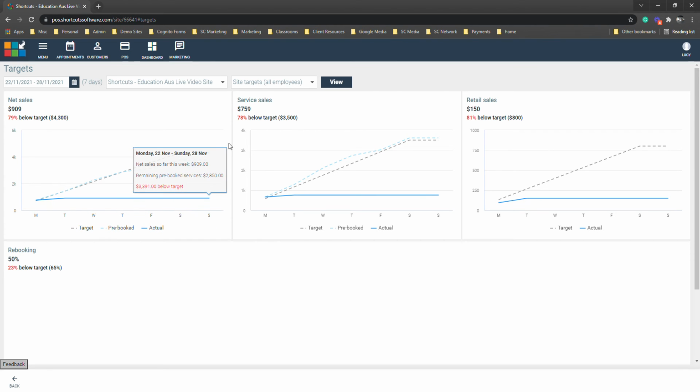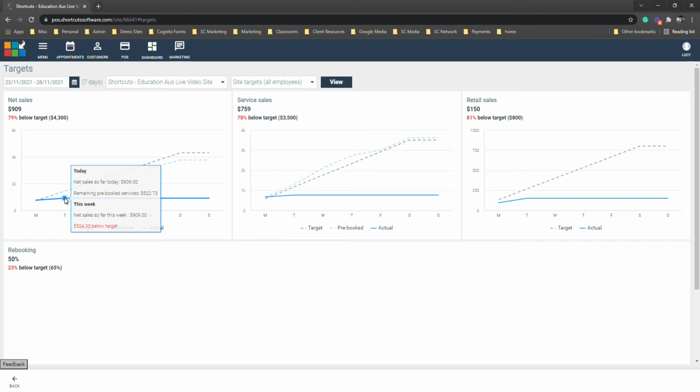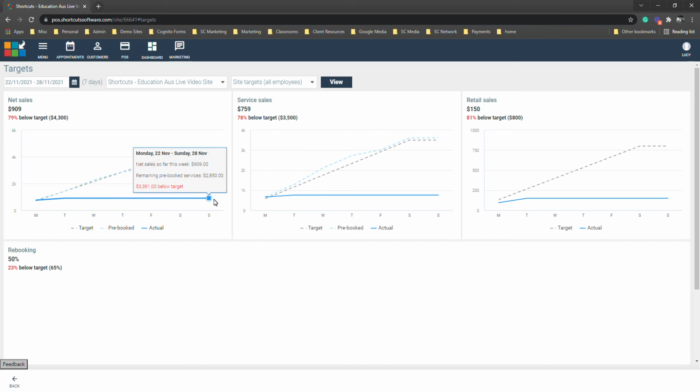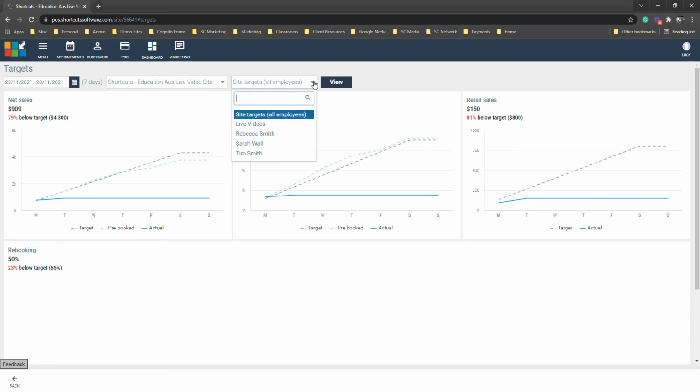So now you can see that our total for what's booked in is below our total target. That's because it's including our retail sales. So we are a little bit below target as we are at the moment, but today is representing Tuesday. So that's where we are at the moment on Tuesday, and we have a little bit to go until Saturday. So let's have a look at our individual employees.